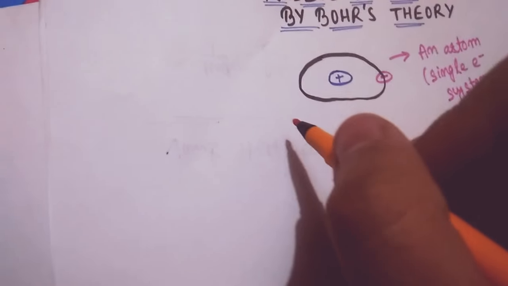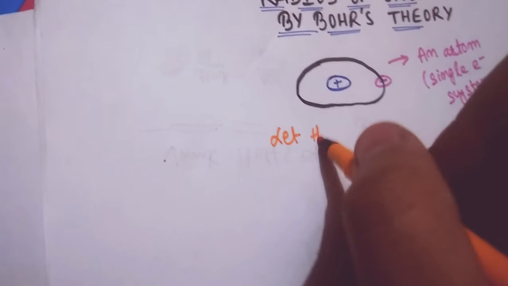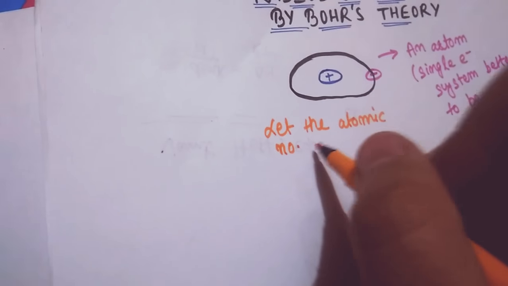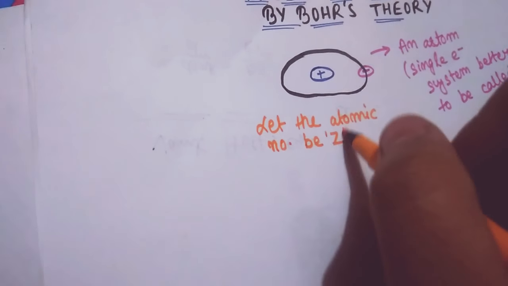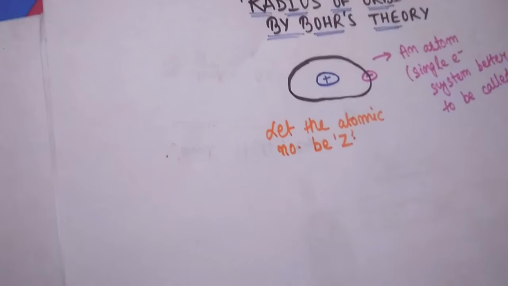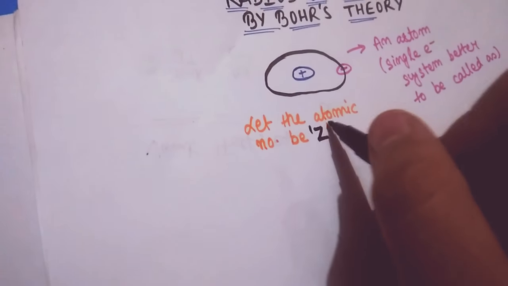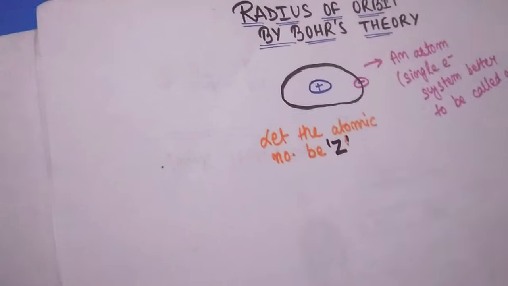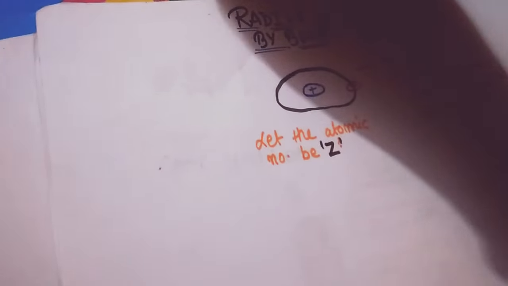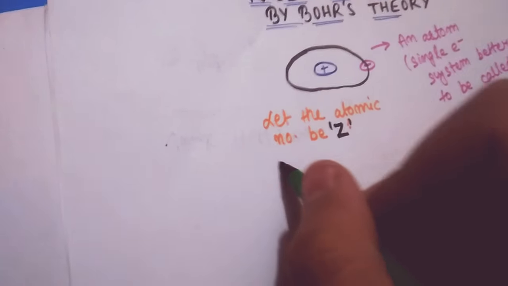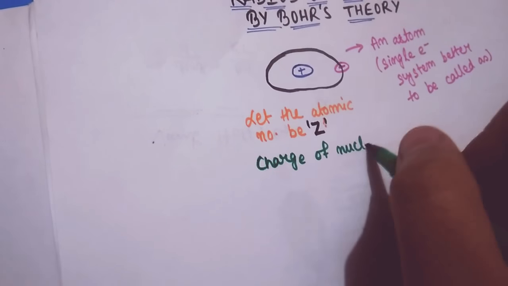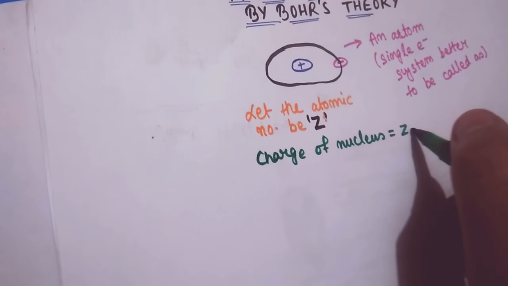So first of all, what we know is, let the atomic number be Z. Let me write it with another color. Let it be Z. So if the atomic number is Z, then we can write that the charge of nucleus is actually equal to Ze.